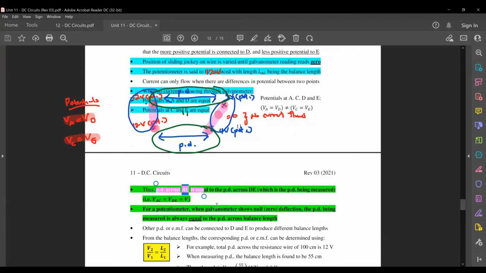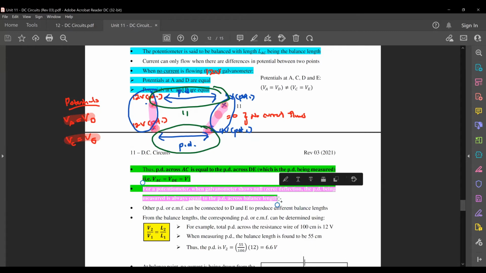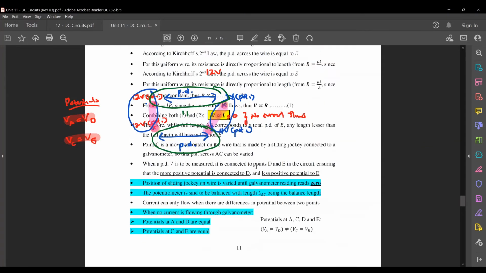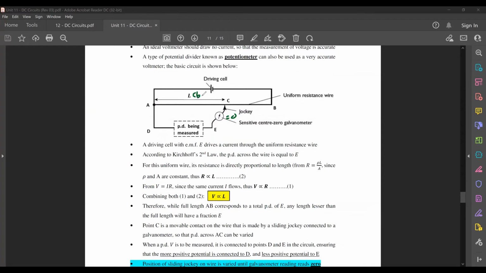All right, so to put it simply, just think of it as this. When it comes to the potentiometer, once your galvanometer reading shows a 0 deflection, the PD measured is always equal to the PD across your balance length. That is what it means. So let's just say this one now is at 0. This one here is your balance length.